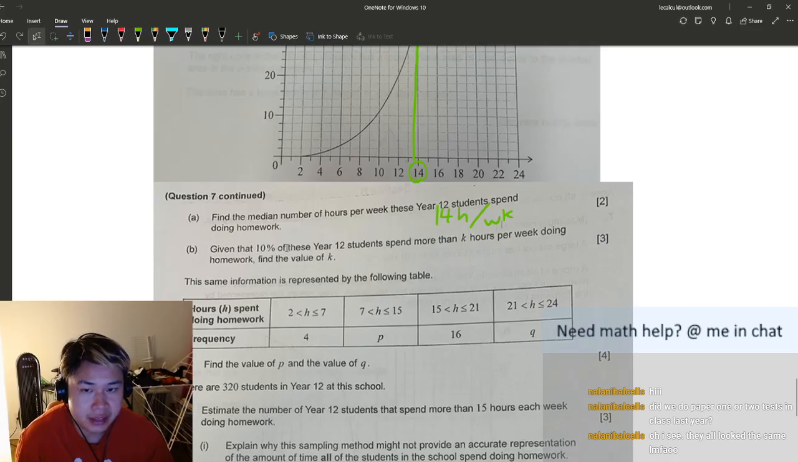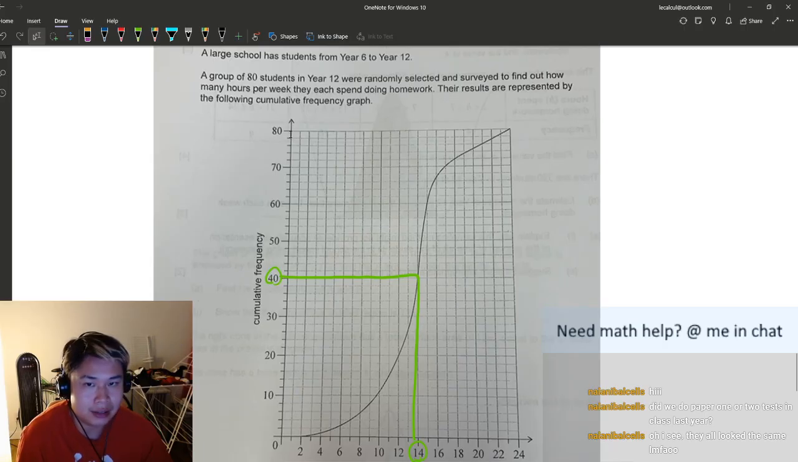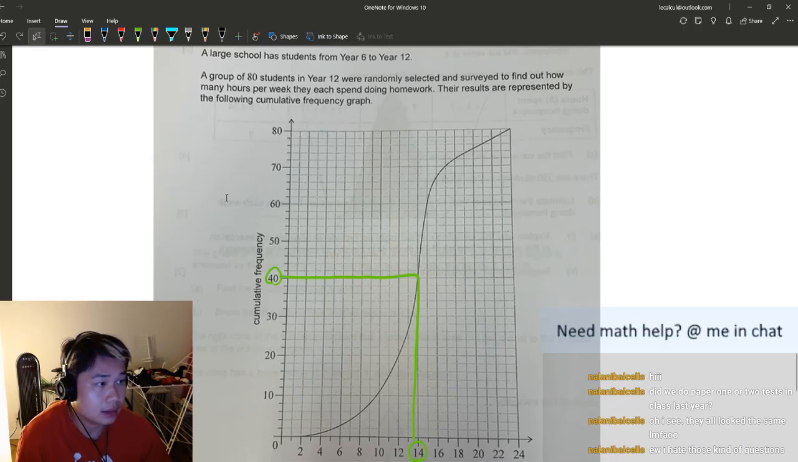Okay, given that 10% of these year 12 students spend more than K hours per week doing the homework, find the value of K. So there's 80 people, so 10% is 8. And we're looking for the upper 10%, because these are the people who spend more than a certain amount. So what we need to do is we need to go to 72. 72 is right here, the first square after 70, because there's 5 squares between 70 and 80, so each square is worth 2.